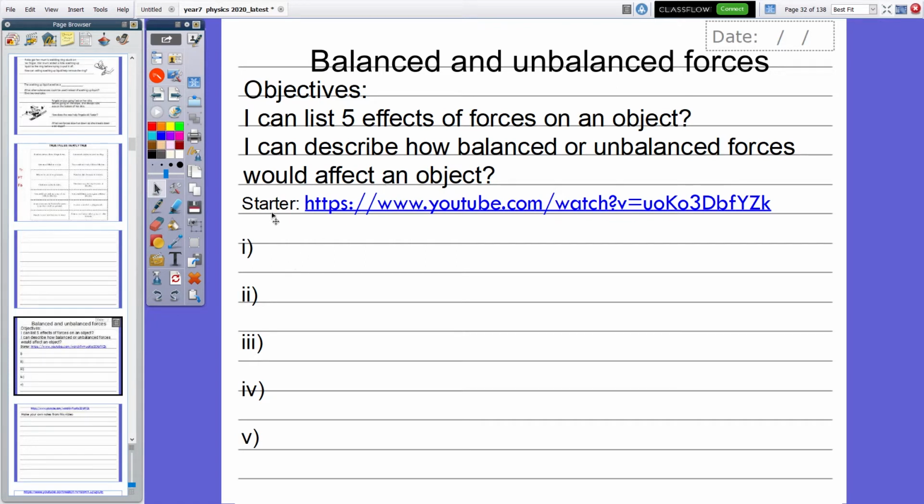So the first thing I'd like you to do is put this link in. I'll put it in the Firefly and the YouTube comments as well. So type in that link and go to YouTube. And what I'd like you to do, within the first 30 seconds, watch this video and write down what are the 5 effects that forces can have on an object, and you put them in here. 1, 2, 3, 4, 5.